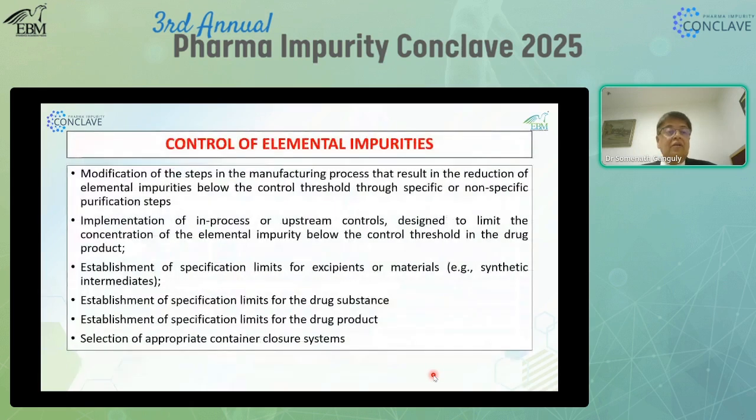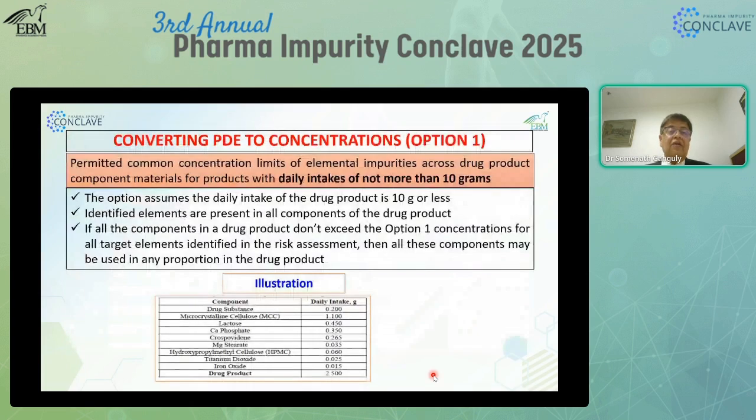Now, control of the elemental impurity, I am skipping this. This is basically process control. All these things I skip. Now, come to a little bit of converting. This is also very much the analytical or regulatory team's domain: how to decide converting PDE to concentration and specification. There are 2-3 options explained in ICH Q3.